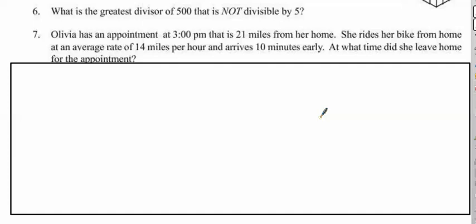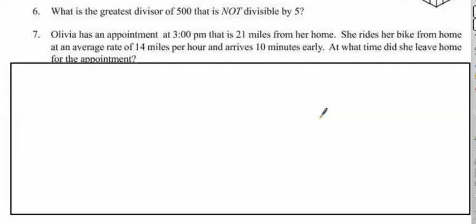Alright, so number 7 says, Olivia has an appointment at 3 p.m. that is 21 miles from her home. She rides her bike from home at an average speed of 14 miles per hour and arrives 10 minutes early. At what time did she leave home for the appointment?